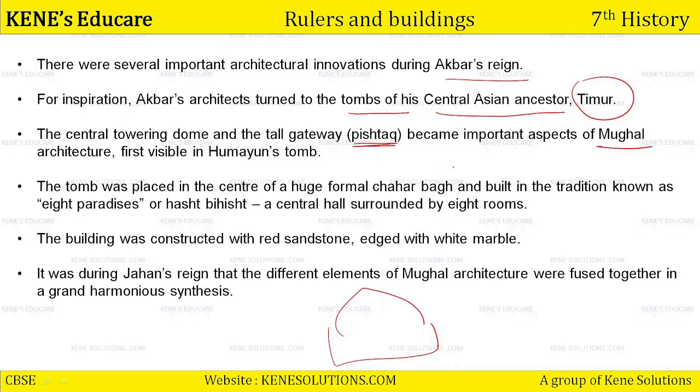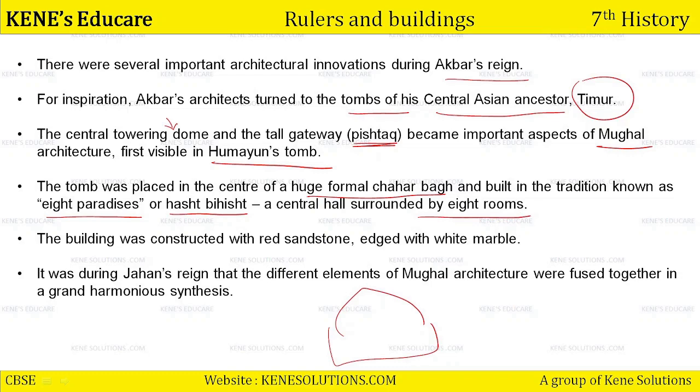आप फतेहपुर सीकरी में ही देख लो. फतेहपुर सीकरी has a great gateway and a big dome in the main hall. You can see it in the Humayun's tomb as well. Humayun tomb के बाहर एक बहुत बड़ा gateway है, and inside the tomb there is a big towering dome, a central towering dome. The tomb was placed in the center of a huge formal charbagh and built in the tradition known as Eight Paradises or Hasht Behisht. That means a central hall surrounded by 8 rooms.